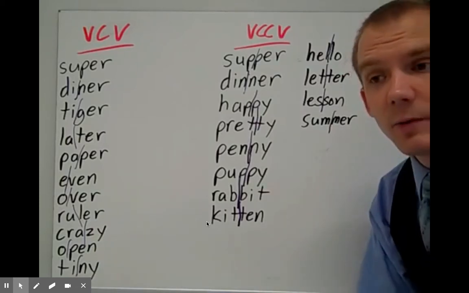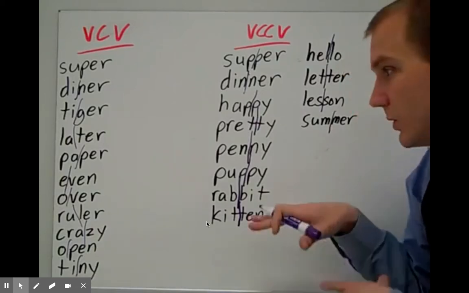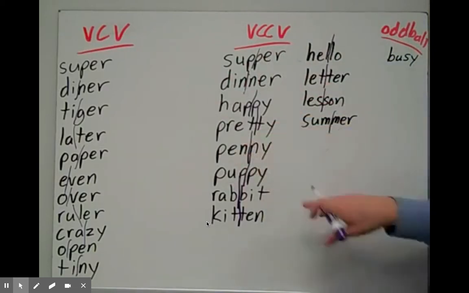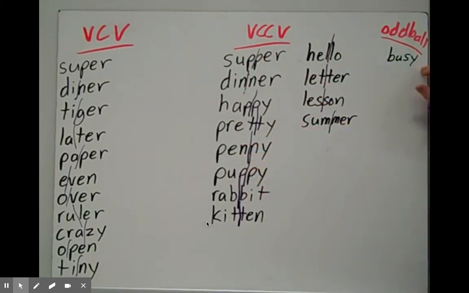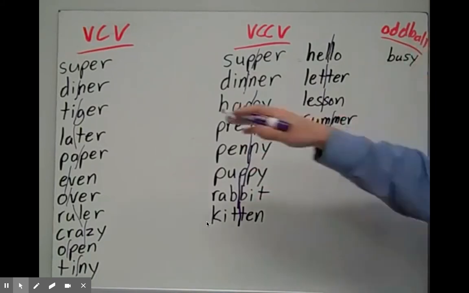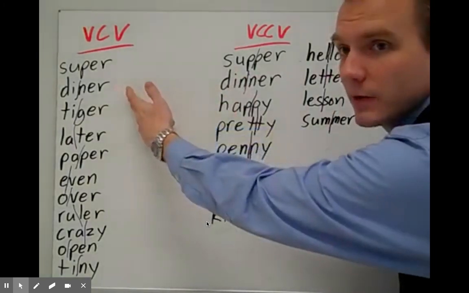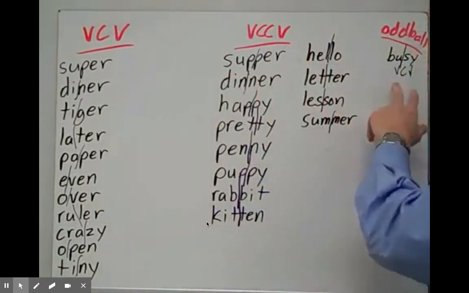Keep that in mind. If you go back and look at your compound words or something like that, those definitely have junctures that don't have the same consonant twice. Our oddball is busy. Busy does not have the correct long vowel sound, but it is VCV. So busy fits here spelling pattern wise, but sound wise it fits here, so that's why it's the oddball.